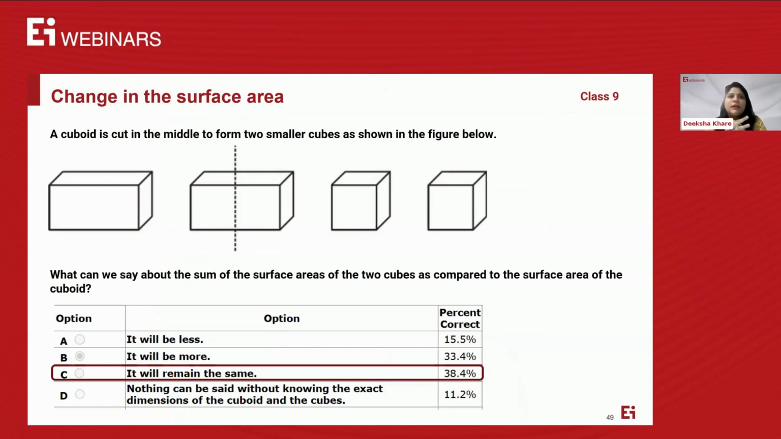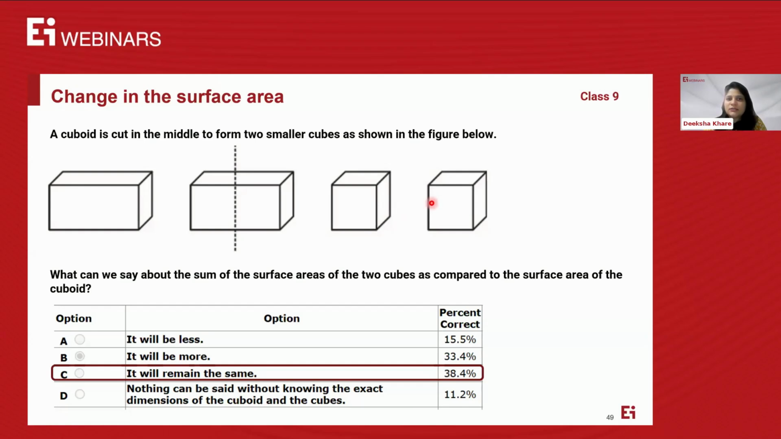Take a look at the question on the slide. A cuboid is cut in the middle to form two smaller cubes as shown in the figure below. What can we say about the sum of the surface areas of the two cubes as compared to the surface area of the cuboid? Now, we all know that there is an extra surface exposed when the cuboid is cut.